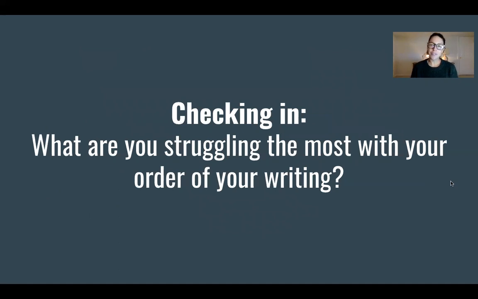Before we jump into order of importance, let's check in with ourselves. So what are you struggling the most with your order of your writing? Now, this can be that you're not really sure the purpose of why you've ordered things in a specific way. It could be that there is no order to your writing. It can be that you're not really sure how to do this in academic writing, but just pause the video and take a second and think about this. Okay, so I want you to keep that at the forefront of your mind as we're going through this workshop. And if you still have questions or concerns at the end, please reach out to the Writing Center.